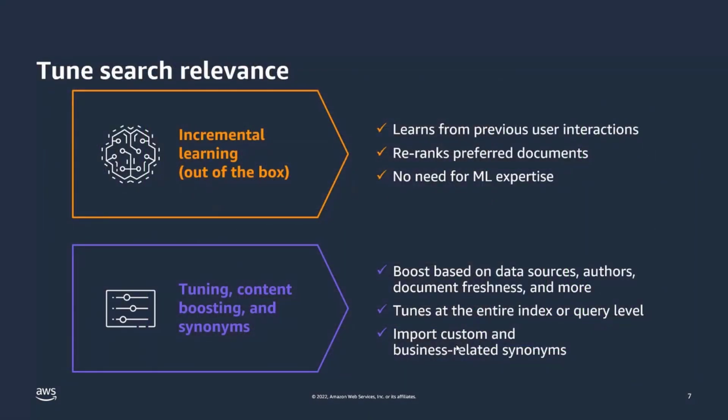In regards to how you tune the search relevance of Amazon Kendra, right out of the box, as we stated, there's incremental learning built into Amazon Kendra. The service will learn from previous user interactions for content that's voted up, that means that is good for the question, or content that was bad or not related to the question. And your users can provide that feedback that will directly impact the search experience for future users. You can also re-rank preferred documents, and none of this requires any machine learning expertise right out of the box for you with Amazon Kendra.